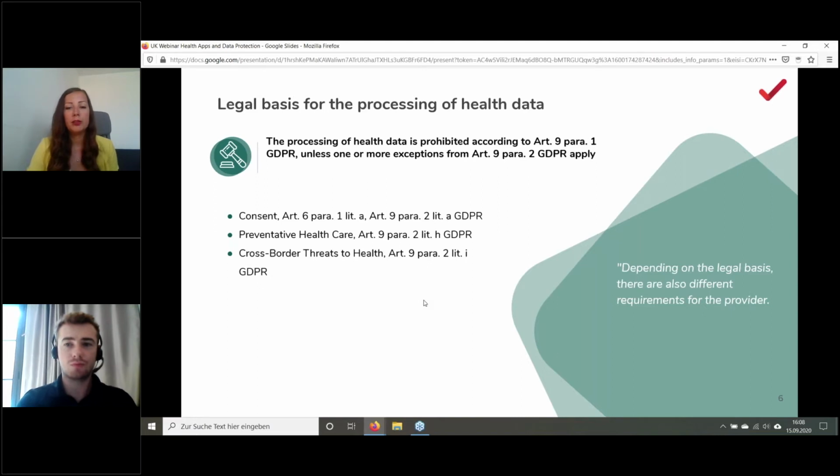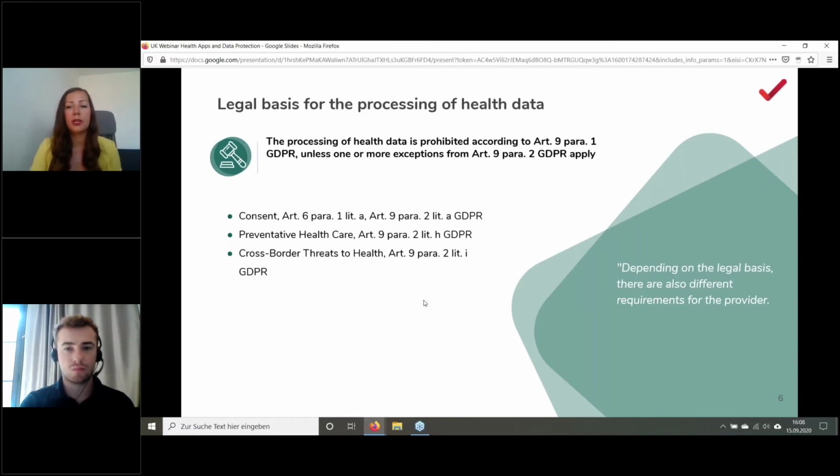But there are two which are mainly under discussion regarding health apps in the health app industry, and two we were asked a lot about. The first one is preventative healthcare, and the other one is cross-border threats to health. So we received some questions from our clients who planned, for example, a contact tracing app for the COVID pandemic, and they wanted to save data, of course, of the people, and asked us if this was possible.